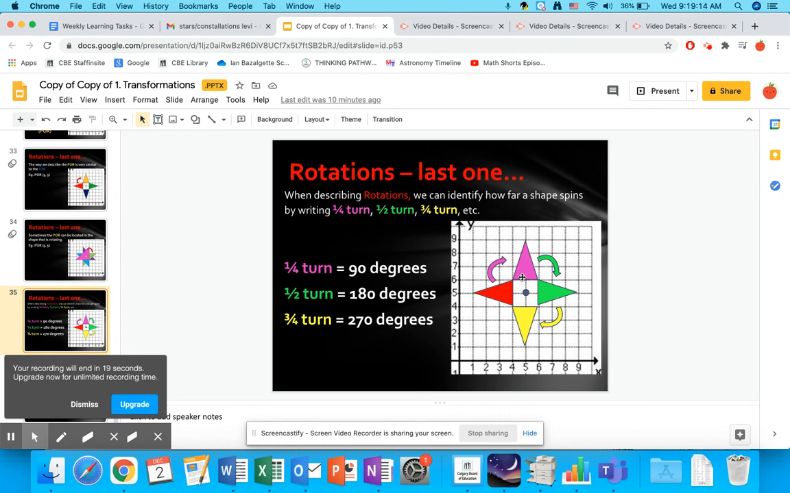So a fourth of a turn. If you're starting at red again, you just turn it once. That is 90 degrees. If you turn it halfway, so you can see from red to green, that's a half turn, which is 180 degrees. And then if you turn it 3/4 of a turn, so if you go from red all the way 3/4 around the circle, then that is 270 degrees. So rotations are basically just spinning around, kind of in a circle.